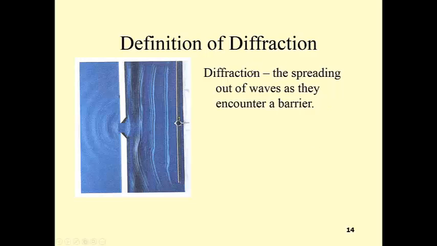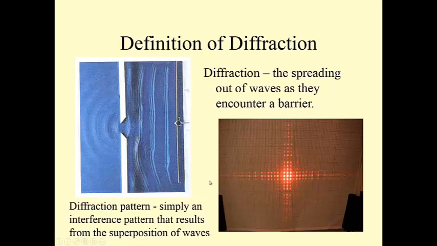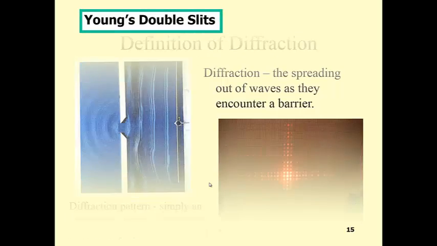So the definition we have of diffraction is that it's a spreading out of waves as they encounter a barrier. So in this case, we have waves going through a small source and they hit a barrier and they spread out. And we can have mechanical waves, such as in the water tank, or light waves. And this is a diffraction of two wave sources through a single slit, I think. So it's simply an interference pattern that results from the superposition of waves. This is why we spend a lot of time doing those superposition things.